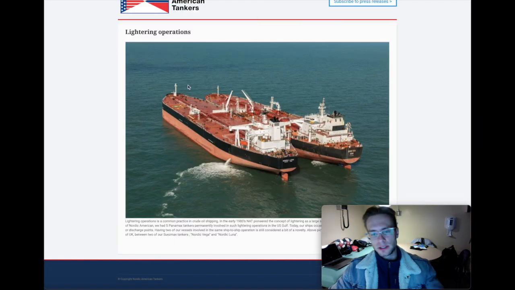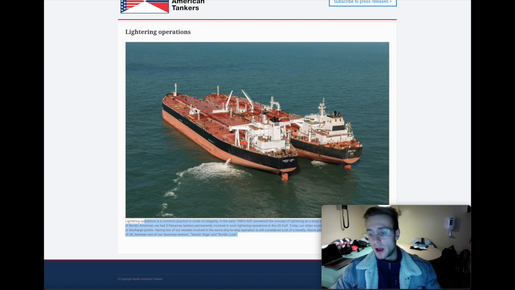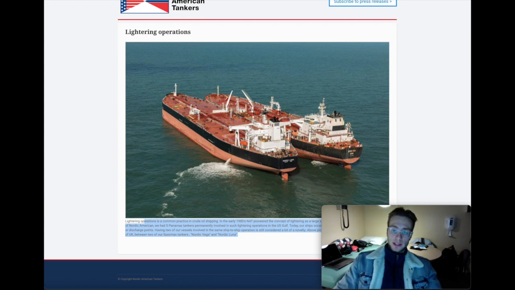And just for fun, here's NAT in the news undergoing a lightering operation, which is basically transferring cargo from one ship to another to make another ship lighter so that they can dock in a port. I don't know why they have this on their website. I just thought, FYI, if you want to know what that is, this is what it is.